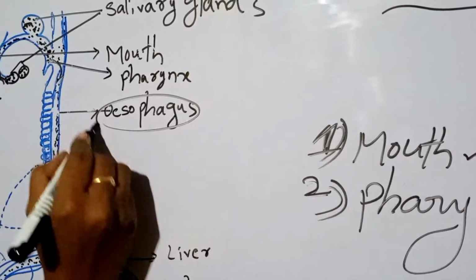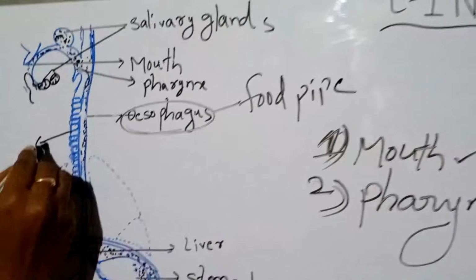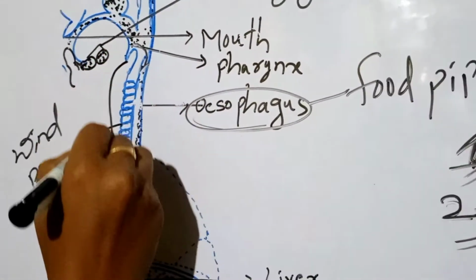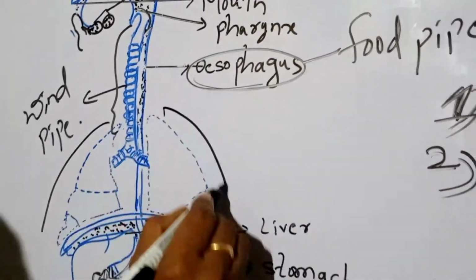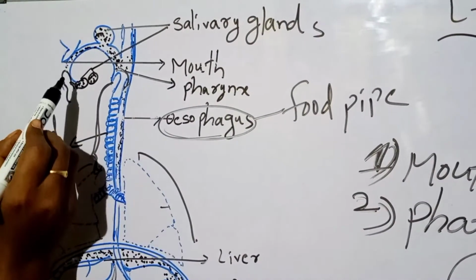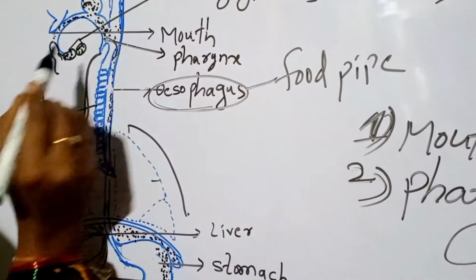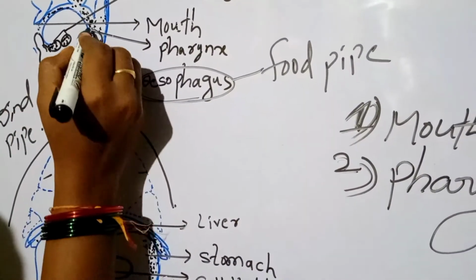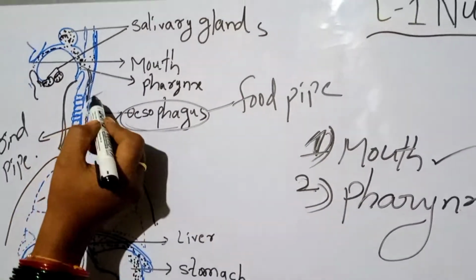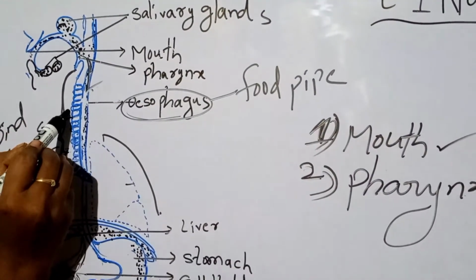This is the food pipe. This is the windpipe, which we will learn in our respiratory system, and these are the lungs. Food passes from the buccal cavity to the posterior portion, the pharynx, and then enters into the esophagus. This is the food pipe and this is the windpipe.